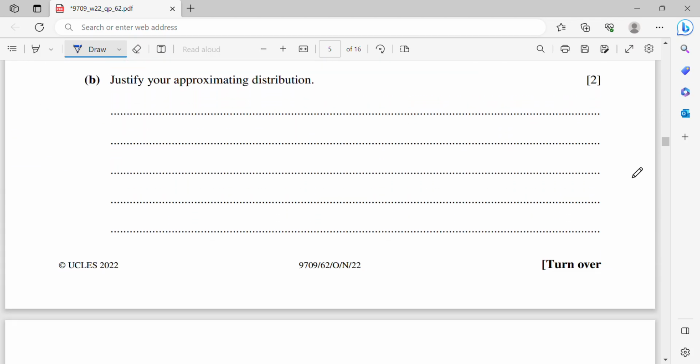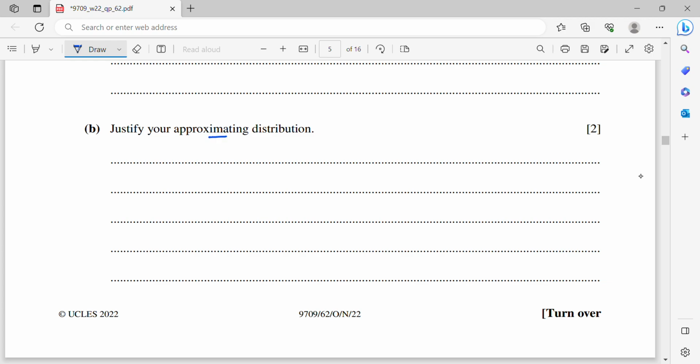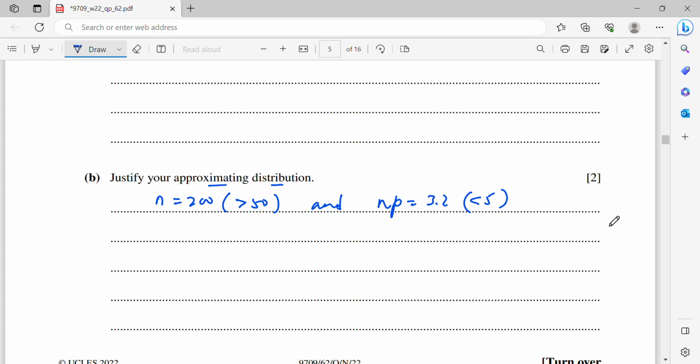Now for part B, justifying your approximating distribution. The reasons are because n is 200, which is greater than 50, and np is 3.2, which is less than 5. So these are the two reasons for you to approximate the distribution using Poisson.